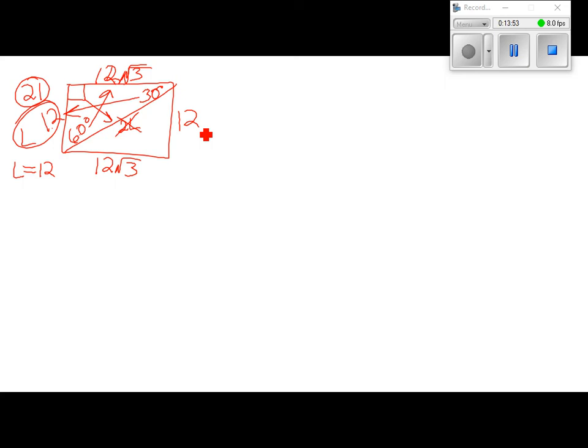Since they were looking for perimeter, instead of adding up and dealing with those radicals, we might be better off changing them into decimal form. So you grab your calculator and take 12 times the square root of 3, and I end up with about 20.8. So this side right here is about 20.8, and this side up here is about 20.8. If I want to find the perimeter, I'm just going to add all those: 12 plus 12 plus 20.8 plus 20.8.